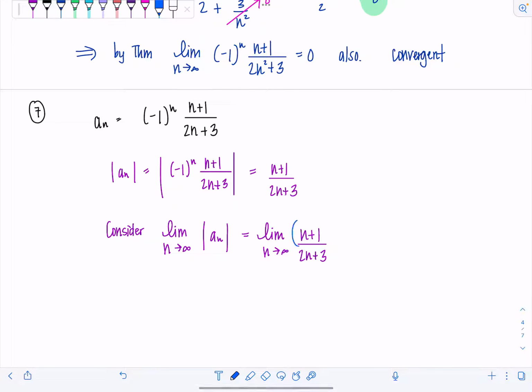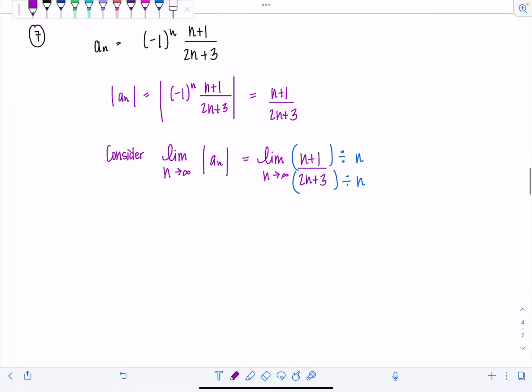Same as before, I'm going to divide by the highest power of n from the denominator, but that's only n to the first this time. Oh, look how things are going to change. So now we have the limit as n approaches infinity of (1 + 1/n) over (2 + 3/n). Let's see, as n goes to infinity, 1 over n will approach 0. 3 over n, where does that go? 0 also. So all I'm going to be left with is 1 over 2, and that makes me very sad because that's not 0. So what can I say now?